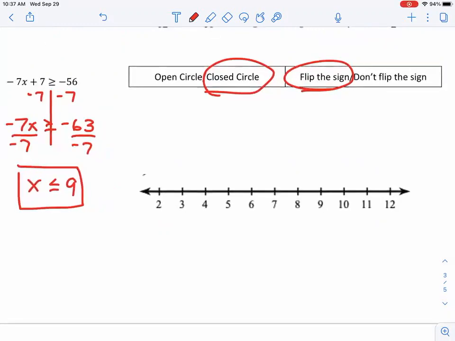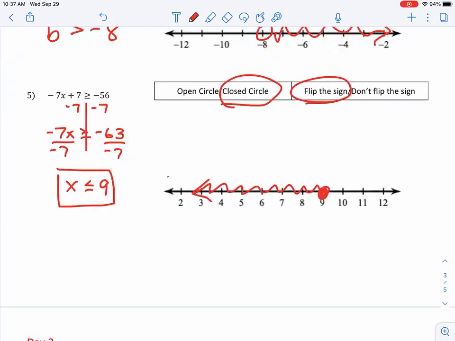So closed circle at 9. I want stuff less than that, so I'm going to shade to the left. All right, any questions?